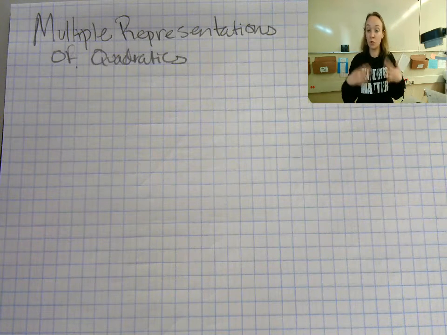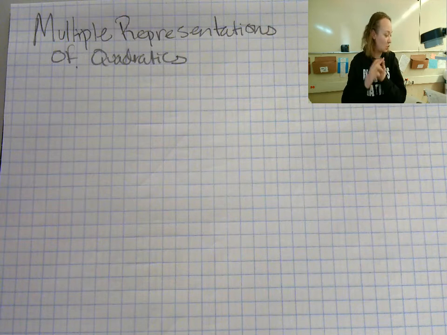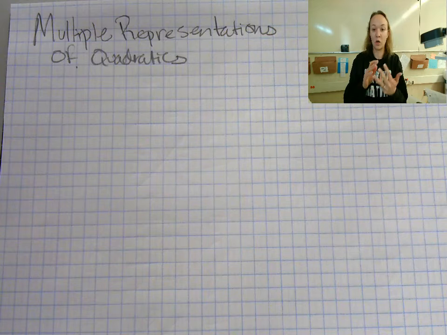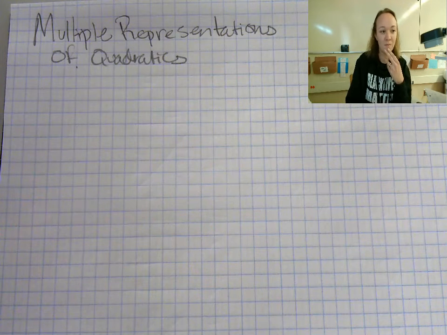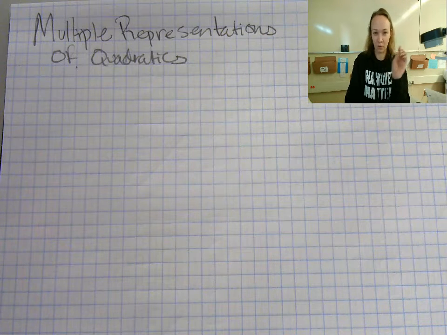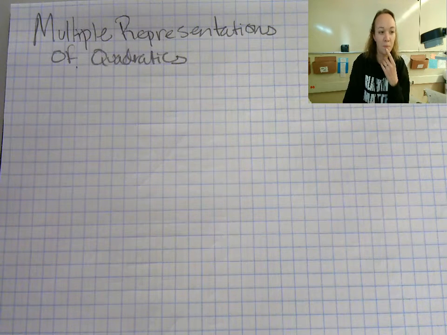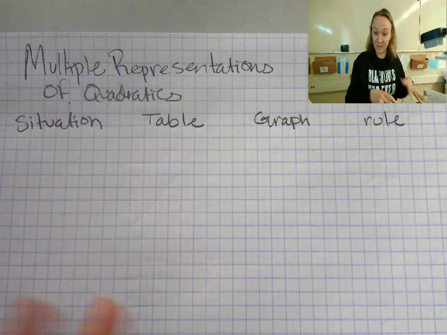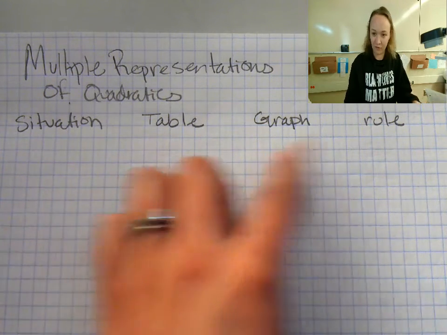Okay, so multiple representations, just like when we're talking about lines, we're talking about a situation, a graph, a table, and a rule. So we're going to look at what a quadratic could look like in those four cases. We're going to look at one example throughout those, as well as more general information about them. And so while you don't necessarily know how to move between all of these yet, we're going to look at all of them. Okay, so situation, table, graph, and rule.